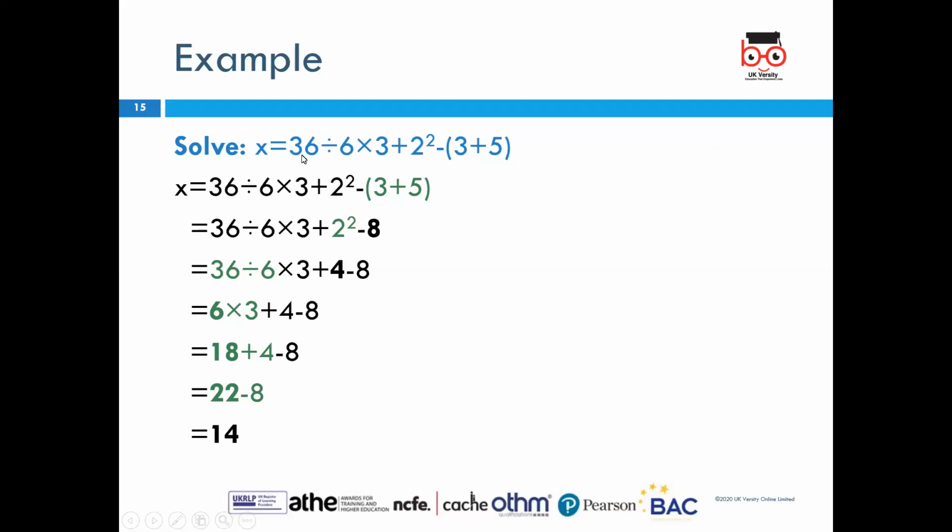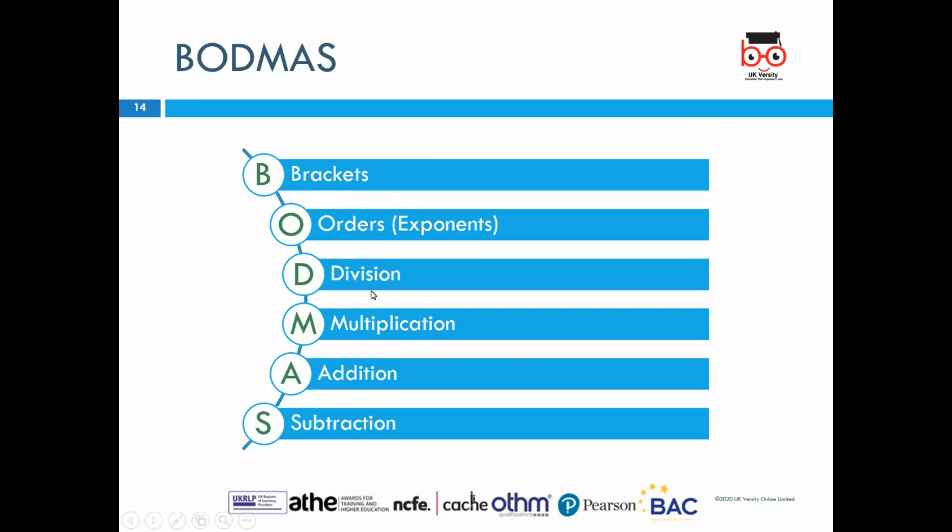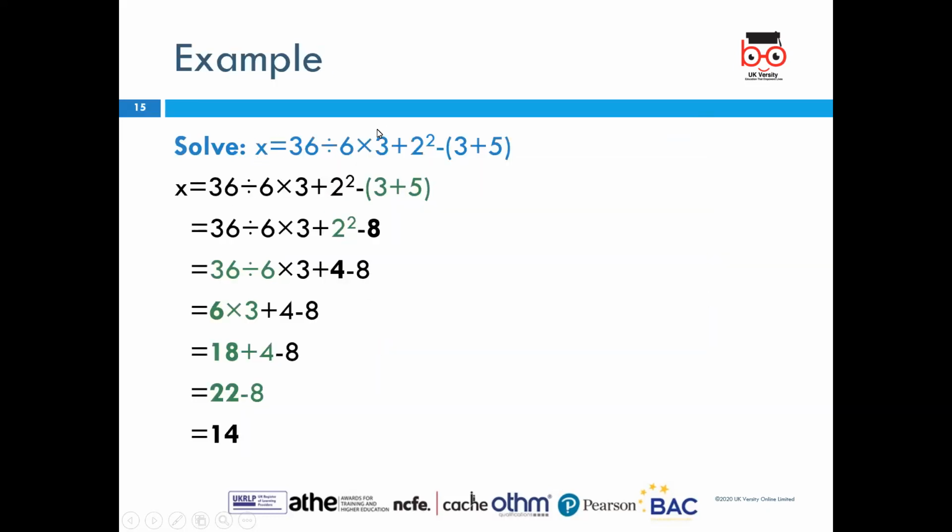We proceed to solve this equation. So remember, this is brackets, orders, division, multiplication, addition, subtraction. The first thing you solve is within the brackets, which is 3 plus 5. All these other things remain the same. It becomes 3 plus 5 is 8. Then you have orders, which is 2 square. Again, all of those remain the same as well. 8 remains the same, and 2 square is solved.